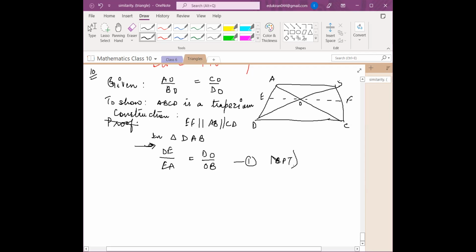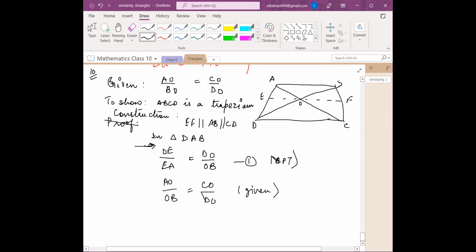Next is, which page is next? The next step is not very clearly visible. What you have written, can you tell me? AO by OB equal to CO by DO. From where are you writing it? It is given. AO upon OB is equal to CO upon DO. Okay, that's given. Fine.